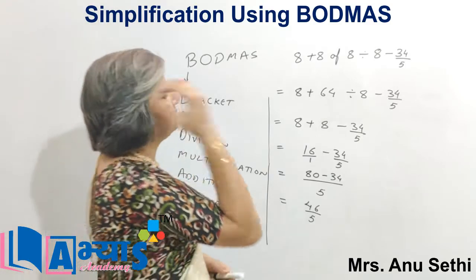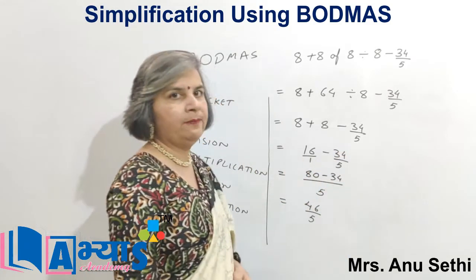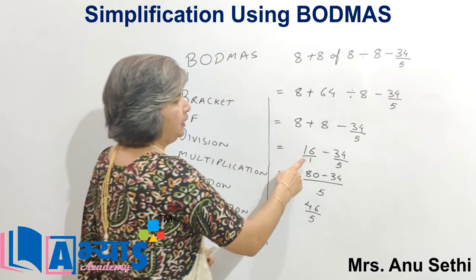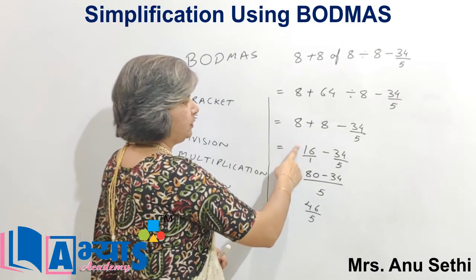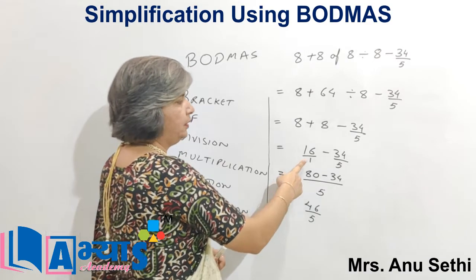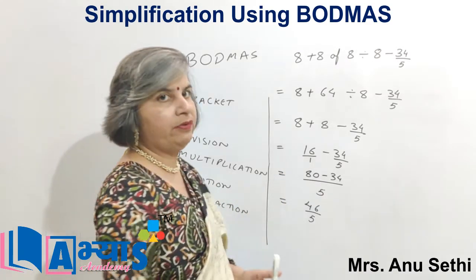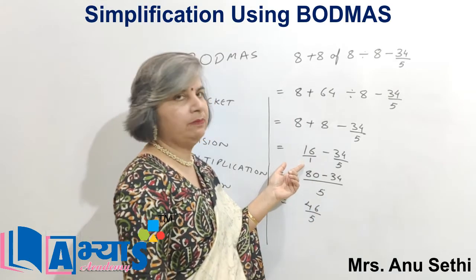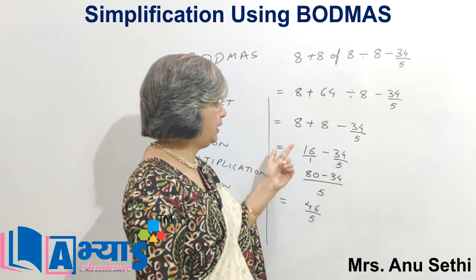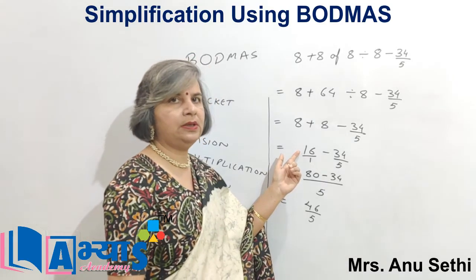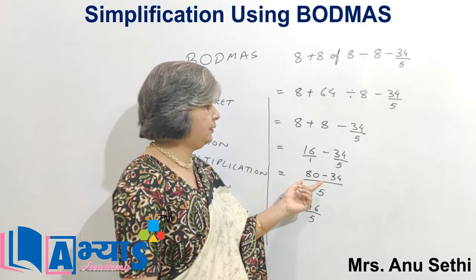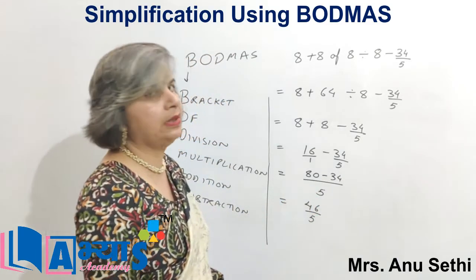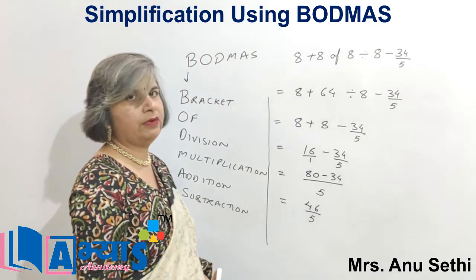Now we see that we have 16 minus 34 by 5. For this, we take 5 as LCM. As 16 was a whole number, it has a denominator of 1. Now we find an equivalent fraction for 16 upon 1 with the denominator 5. So I multiply 1 with 5 and get 5, and I multiply the numerator again: 16 into 5 is 80. So I get 80 minus 34 upon 5. On further simplifying, I get 46 upon 5.